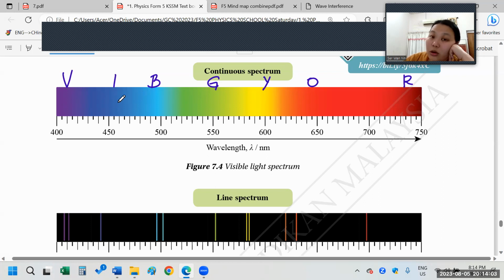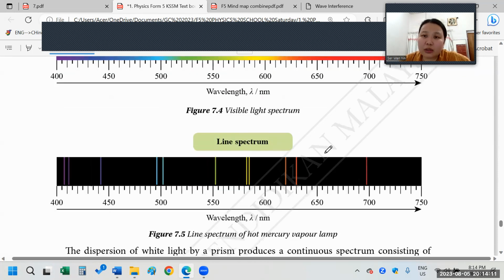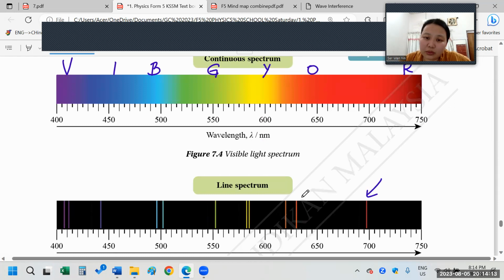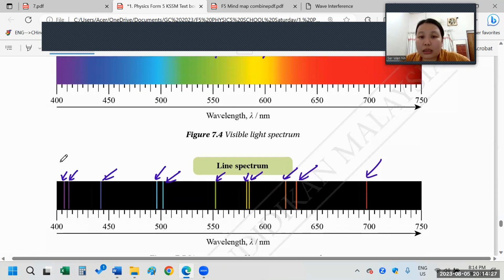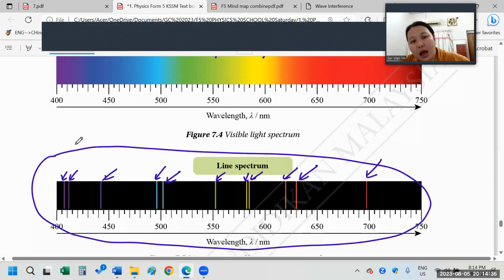Okay, we thought the spectrum is continuous. But when they observe the atom, the atom gives out the light in this way. Not continuous. Sometimes got one, sometimes got two. Sometimes the distance is not the same. So this is called line spectrum. And we also can call it a packet of energy. A packet of energy.